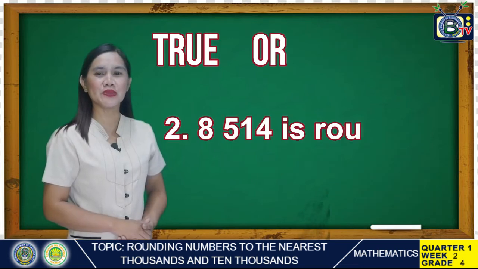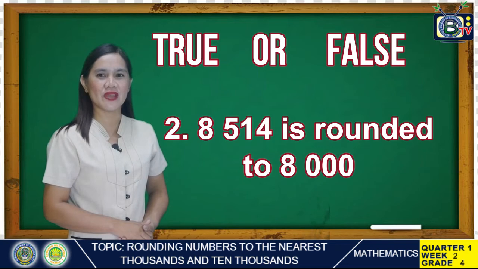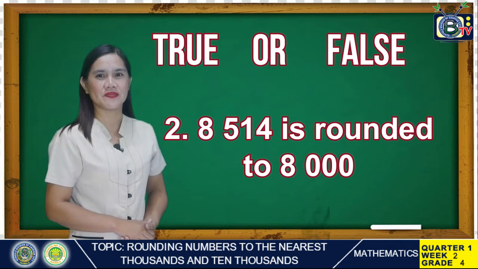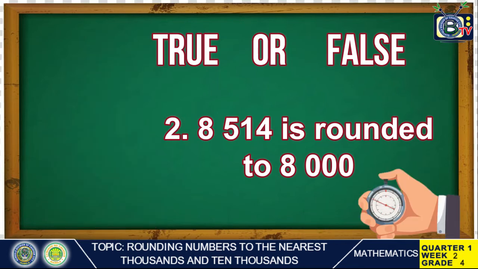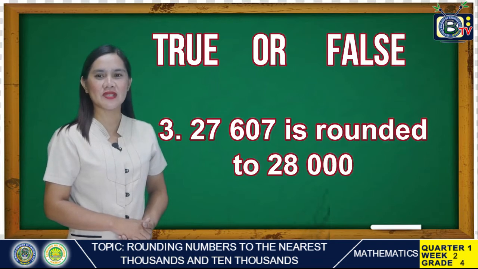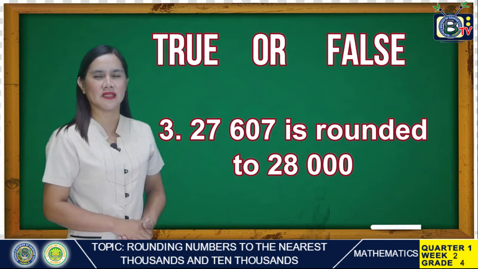How about number 2? 8,514 is rounded to 8,000. Is it true or false? Let's proceed to number 3. 27,607 is rounded to 28,000. True or false?